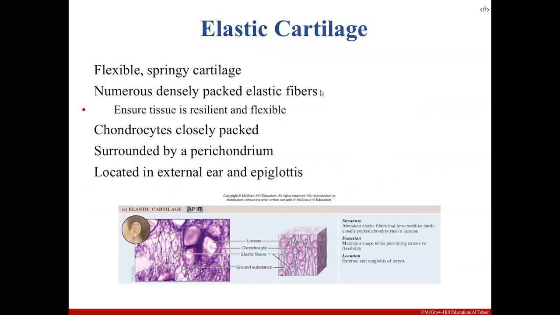Okay, elastic cartilage. It's got these elastic fibers. So there's the owl eyes again, right? But then you have these fibers. They look more stringy to me. And then that's found in your external ear.